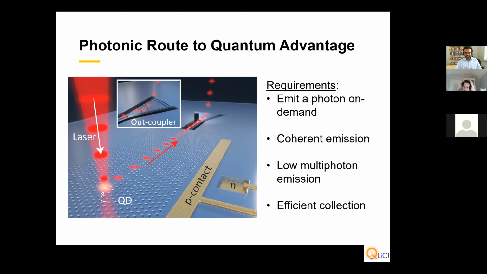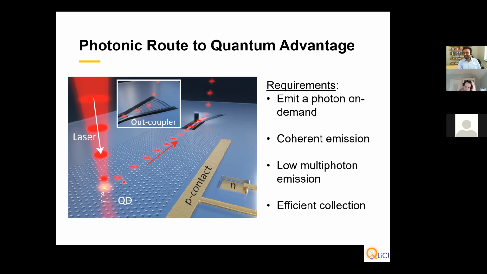So these are the requirements that we talk about. It needs to emit a photon every time there is a laser pulse that excites the quantum dot. The next important thing, as we also talked about, is that the emission has to be coherent, in the sense that the photons have to be able to interfere with each other. So they have to be indistinguishable. We shouldn't have losses.